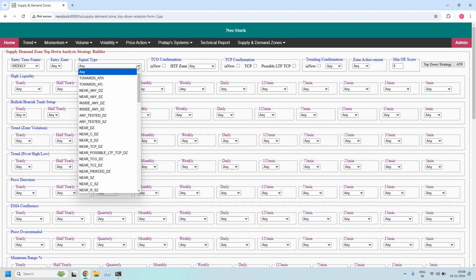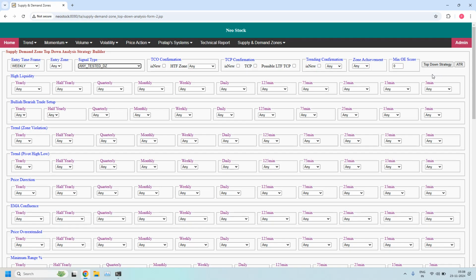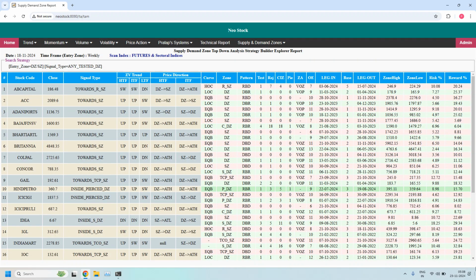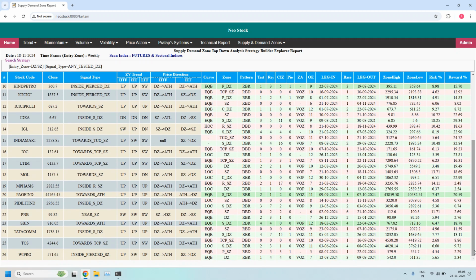let's find the stocks that are tested during this week, weekly demand zones tested during this week. These are the first 16 stocks having demand zones tested. Good number of weekly zones are tested. Some are closed inside the zone, some are moving towards the supply zone, some are pierced. You can see all the zones history. I am scrolling the list down. So total 26 stocks, and these stocks having the demand zones are tested during this week.